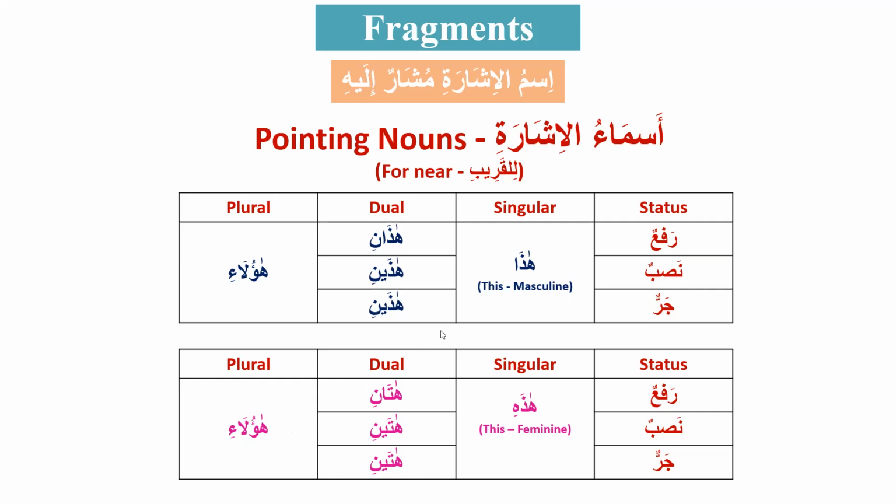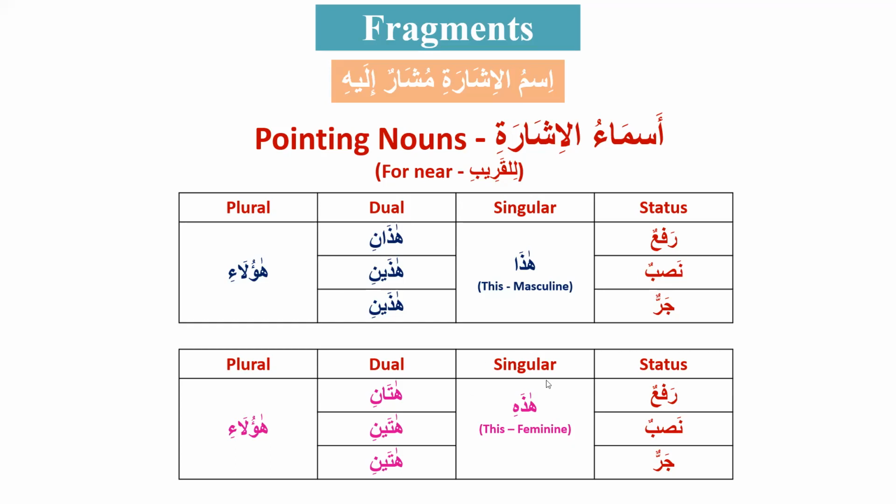So this is for pointing to something which is close to you. Haza and hazihi and all the other words on these two tables are used to point at things which are close to you. So if you haven't memorized these tables so far, try to memorize them today after the class. Trust me, it is not gonna take very long. It is very simple.